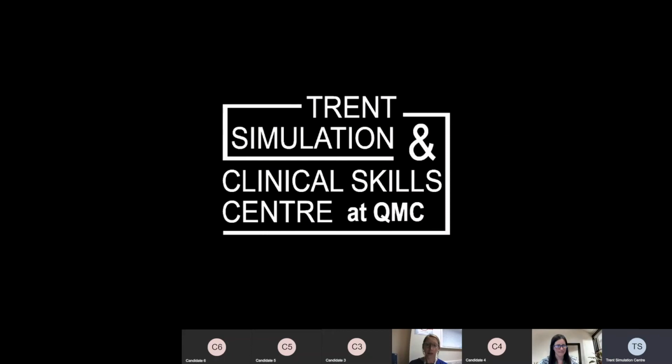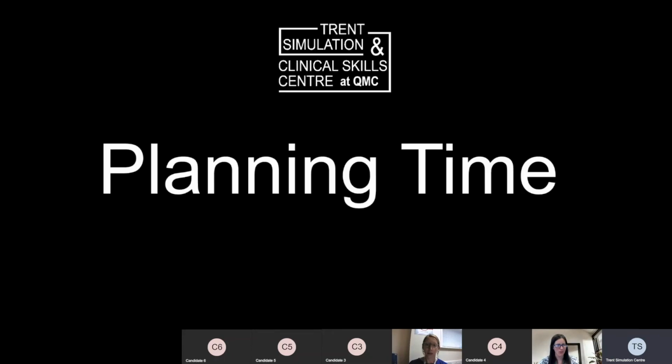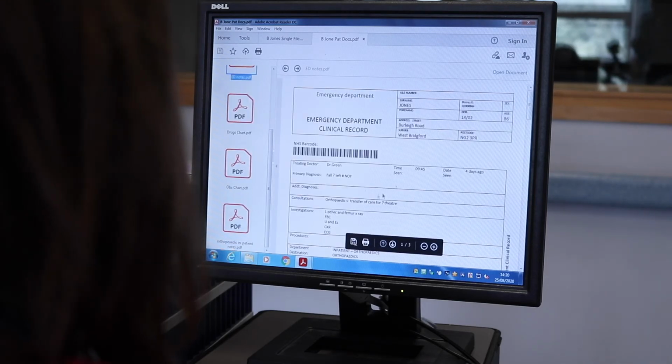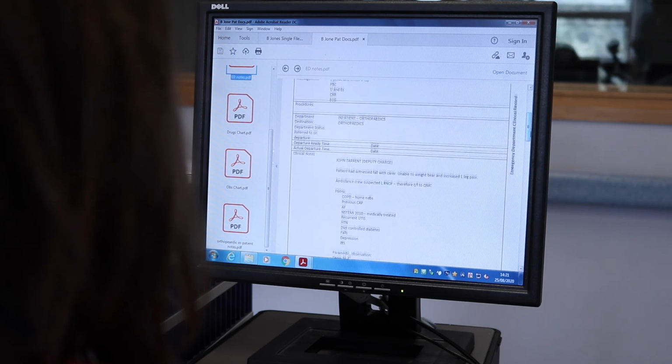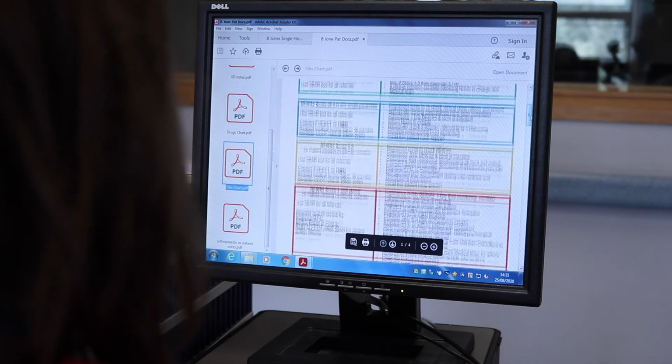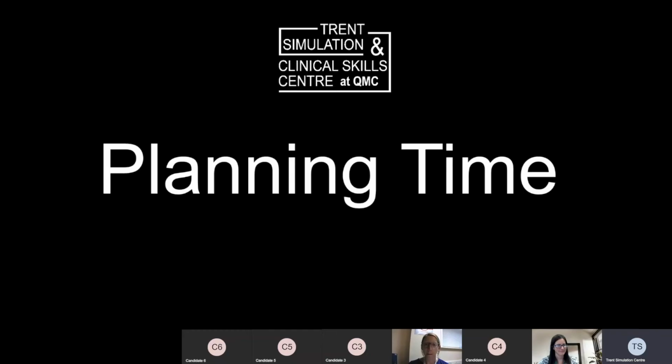The purpose of this video is to explain the process of remote simulation. During this time, you'll be given access to the patient's medical notes. Use this time to review the patient's notes just like you would in clinical practice. You'll need to ensure you have opened the medical notes in a separate window so that you can reference them during the simulation if you need to.